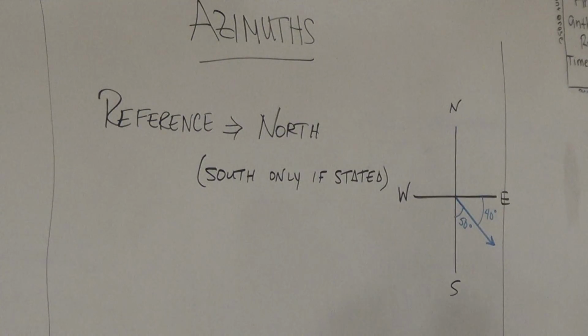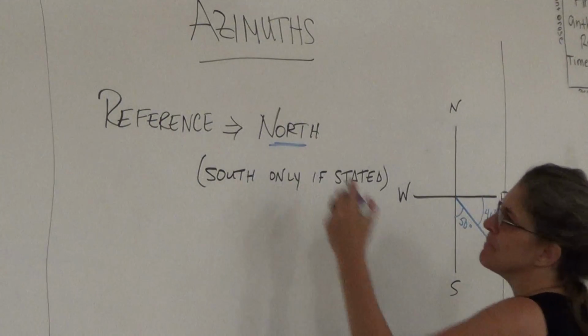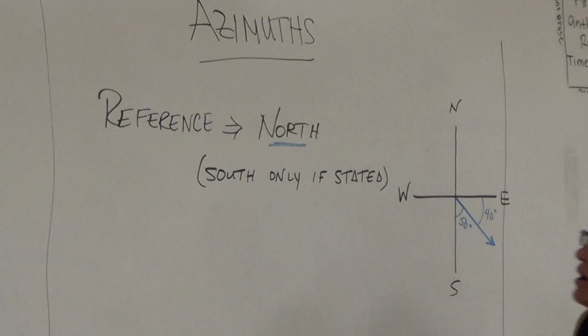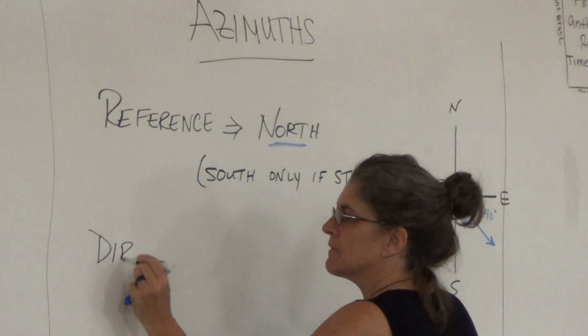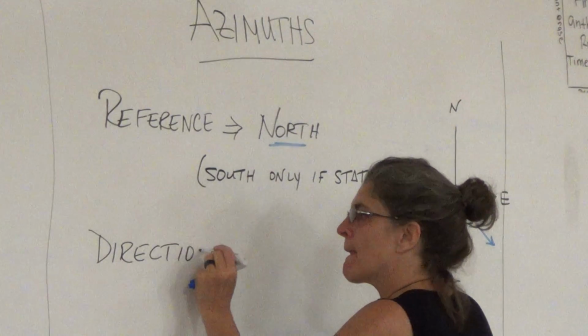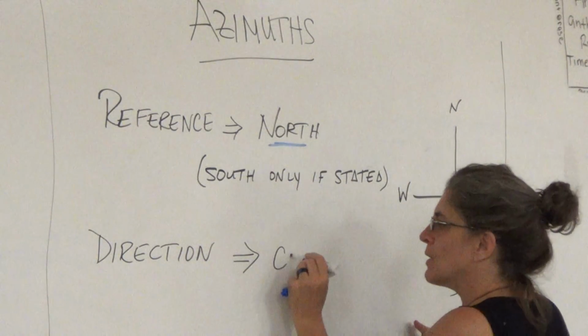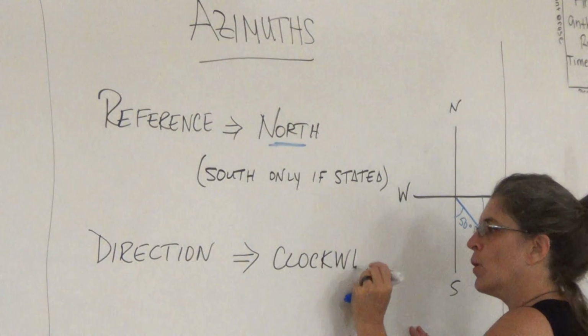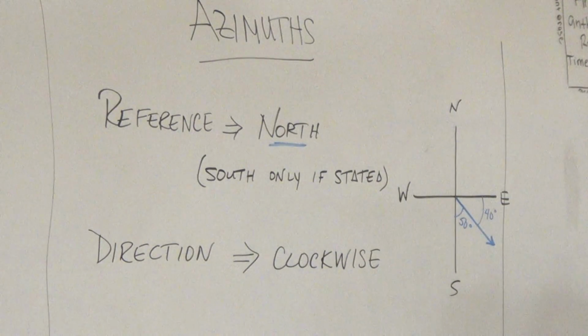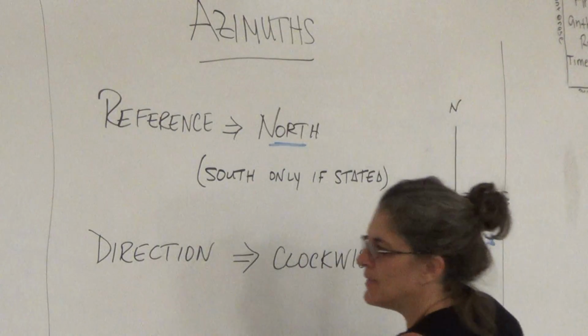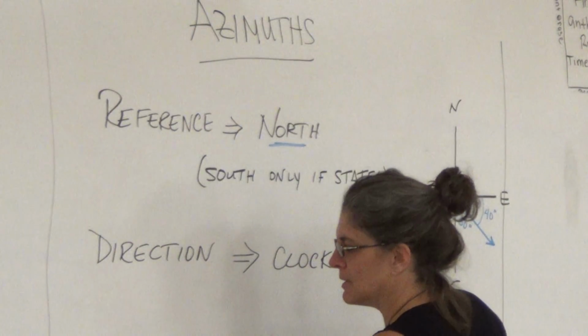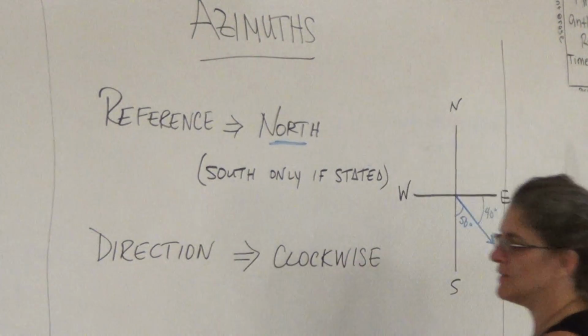So for azimuths, our reference is always north. Our direction is always clockwise. So we always go clockwise. And then whatever the angle happens to be, the number. So let's try it on this example.